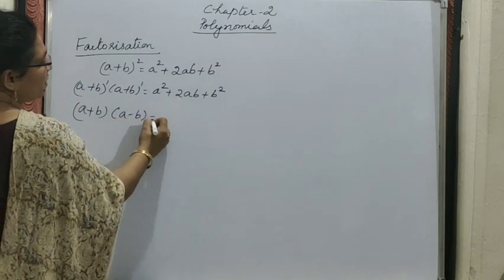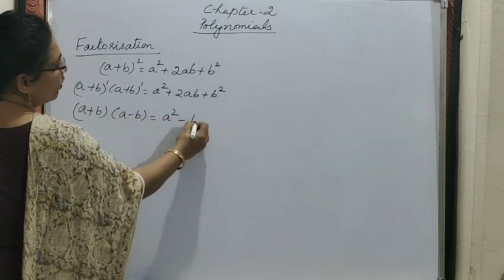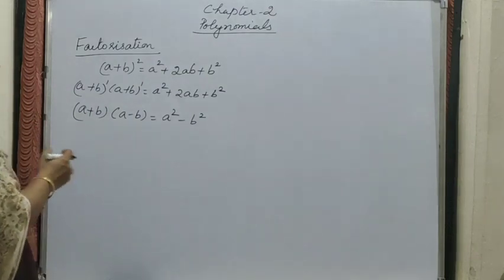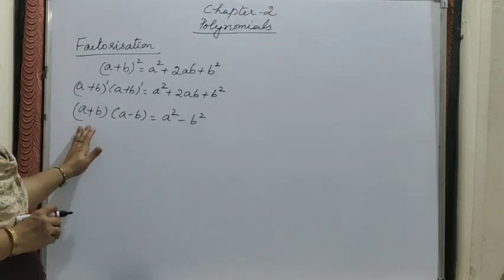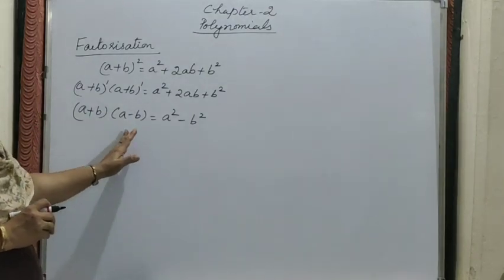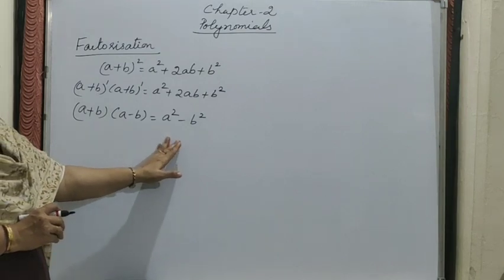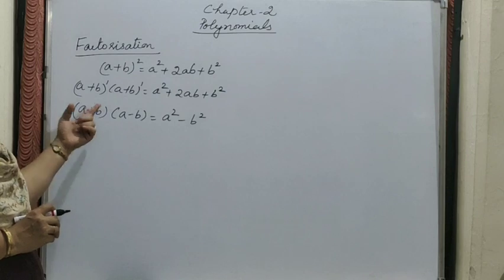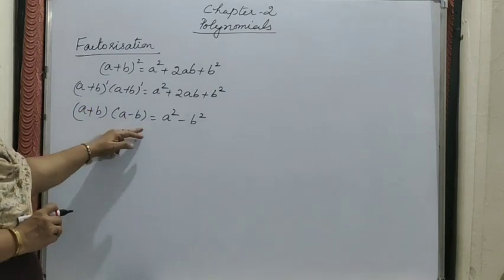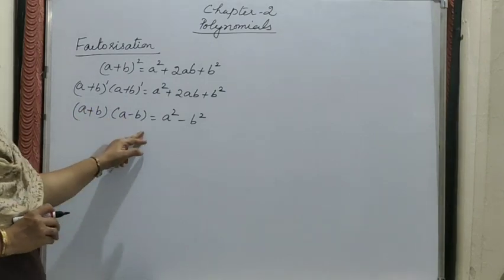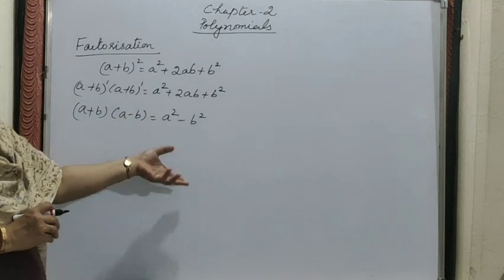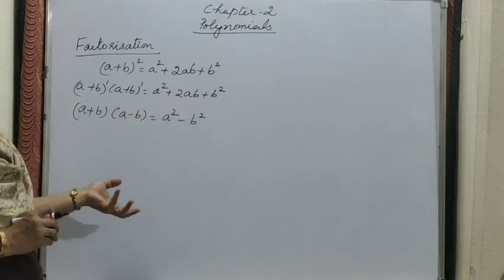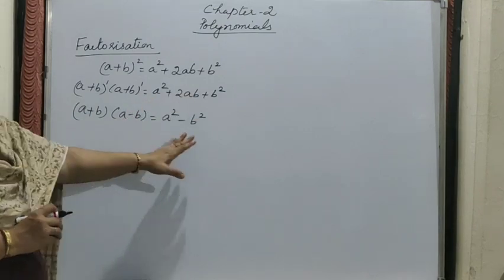Right? So what is the answer for this one? It is a square minus b square. So which side is the factor? The factor is this one. (a + b) into (a - b) equals a square minus b square. So the factors are (a + b) and (a - b), because only on this side are we getting the product. Here it is just addition or subtraction, so it is not called factors.